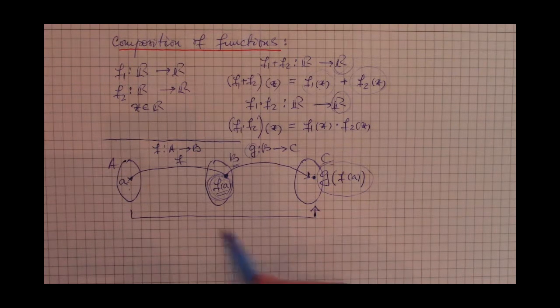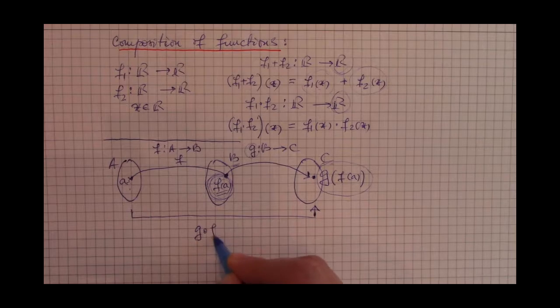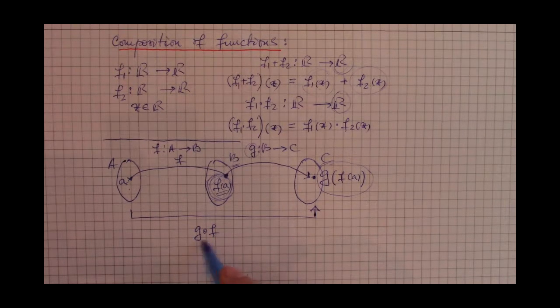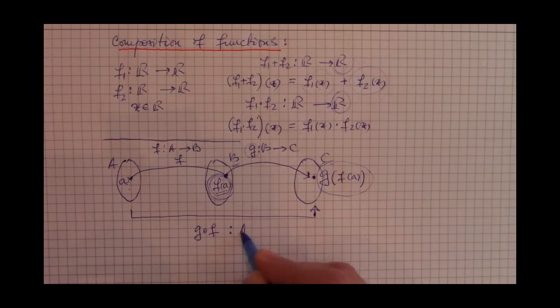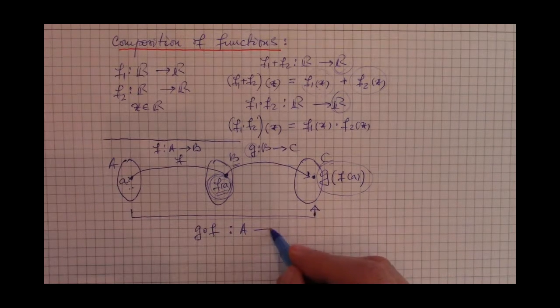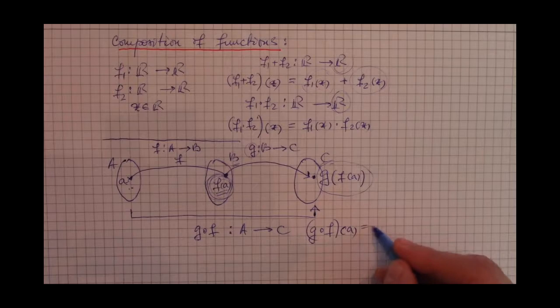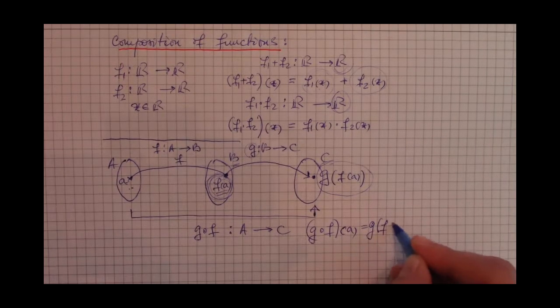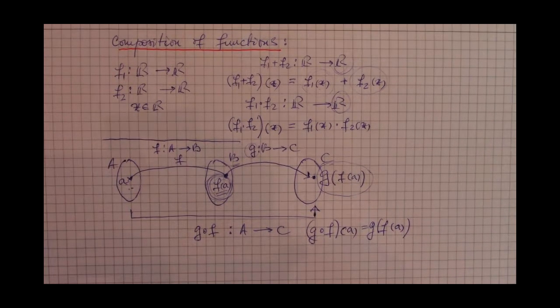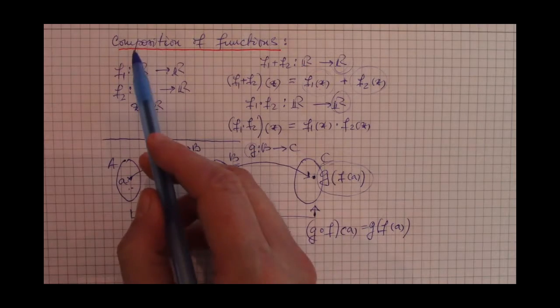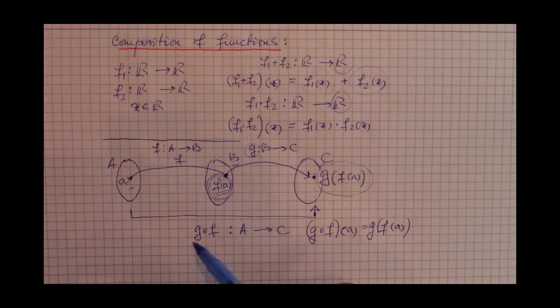So effectively what we did is we constructed a new function whose natural name is g composed f. This function g composed f is defined on A, and it takes values into the set C. The definition of it is g composed f of a is g of f of a. And this is what's called composition of functions.